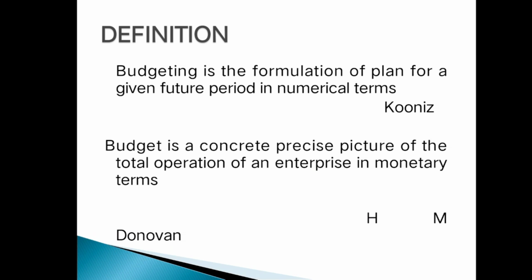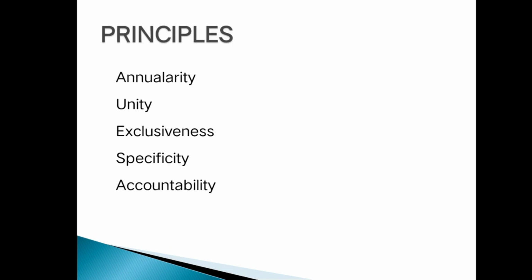This definition is by Kuhn. Another definition is: a budget is a concrete, precise picture of the total operation of an enterprise in monetary terms. This definition is by H.M. Donovan. According to this definition, we plan the budget in numerical terms, that is in rupees, or the cost we are going to have, and that is known as budgeting. In other terms, it is a concrete, precise picture of total operation. Whatever we are planning for the whole year is given in numerical data.